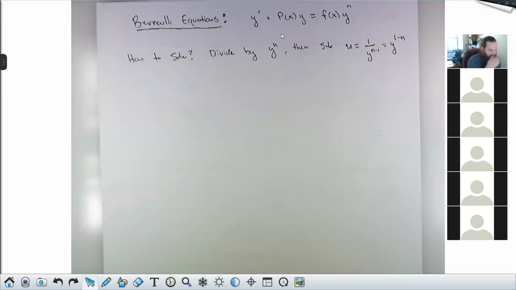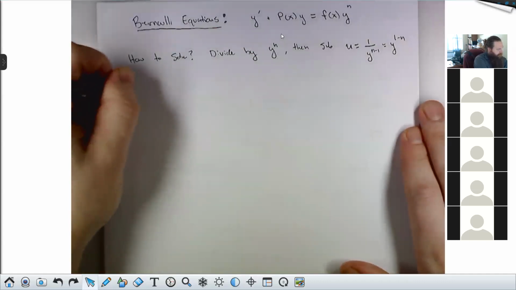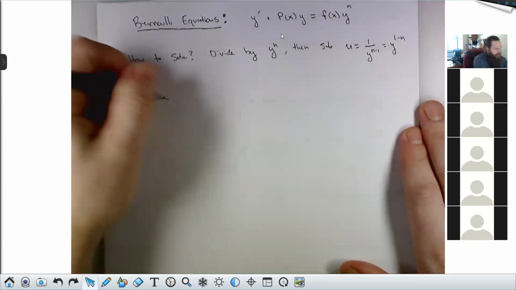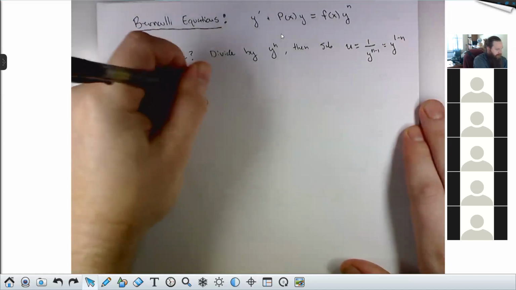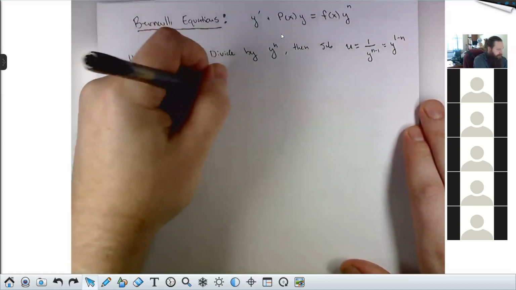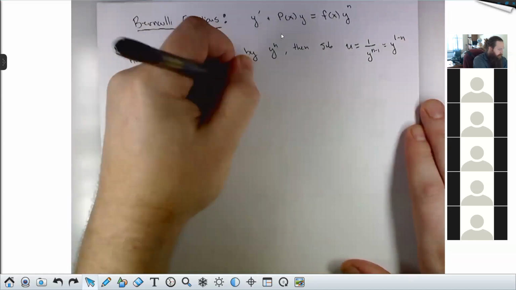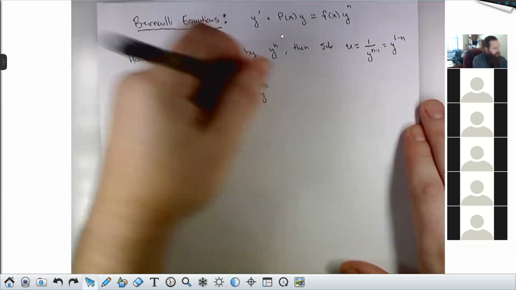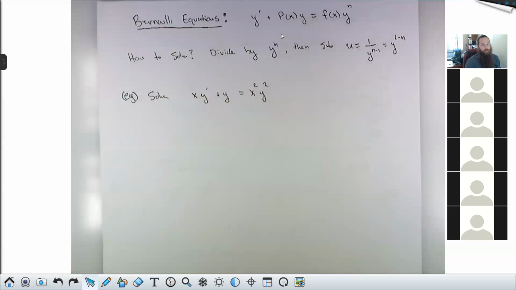So I want to move quickly through one example. That way you have at least seen one. Let's do it. Solve x times y prime plus y equals x squared y squared. Of course, in place of y prime here, you could be writing dy dx. Doesn't matter. This is our Bernoulli equation. Here, n is equal to 2.